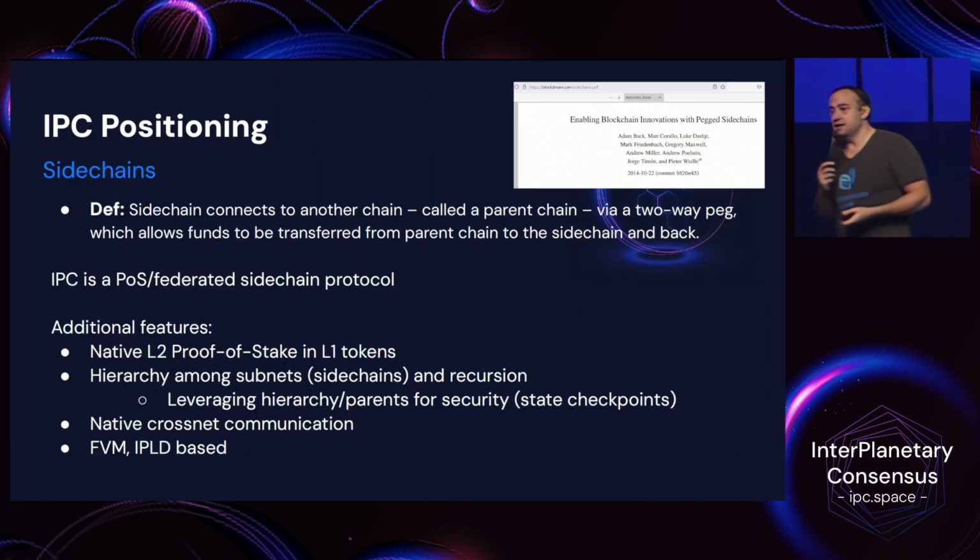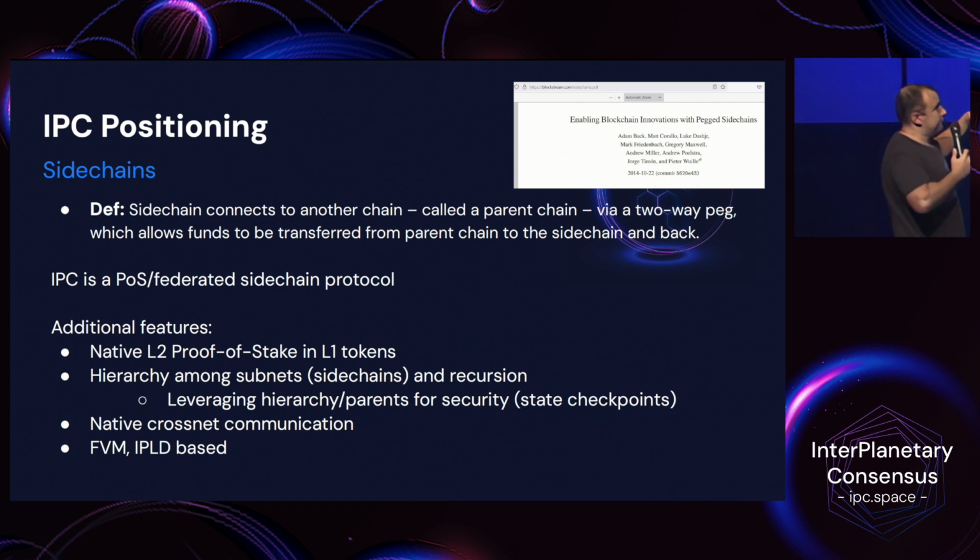I said IPC is essentially a recursive network of proof of stake sidechains. So what are sidechains? These are just chains that connect. This is the definition taken from the original paper in 2014: there is a two-way peg that allows funds to be transferred from parent chain to sidechain and back. So IPC is more than that, but it provides you these bridges and this capability. So in a sense, you can classify it as a sidechain protocol. It's a bit more than that, as we will see.